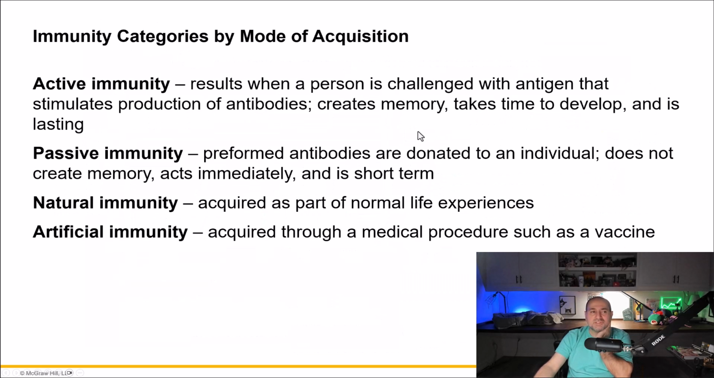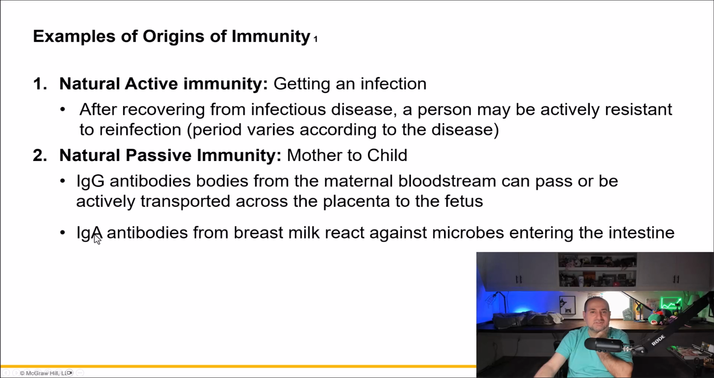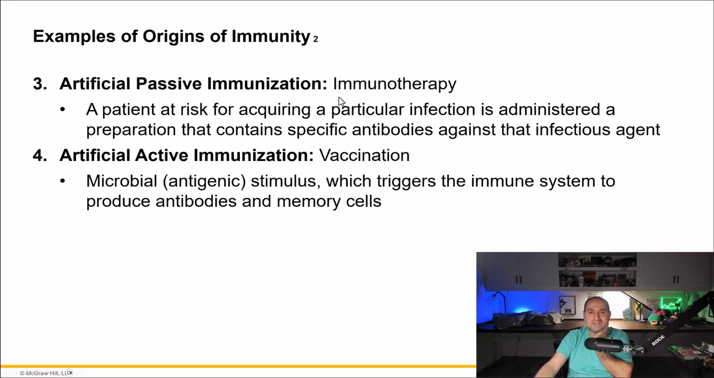And then, of course, please know the difference between active, passive, natural, and artificial immunity. So, for instance, I might say, if you get an infection, what type of immunity is that? You would say natural active. Or if I said mother to child, what kind of immunity is that? You would say natural passive. Or if I said immunotherapy, you would say artificial passive. Or if I said, what is a vaccine? You would say that's a type of artificial active. So be familiar with these terms.